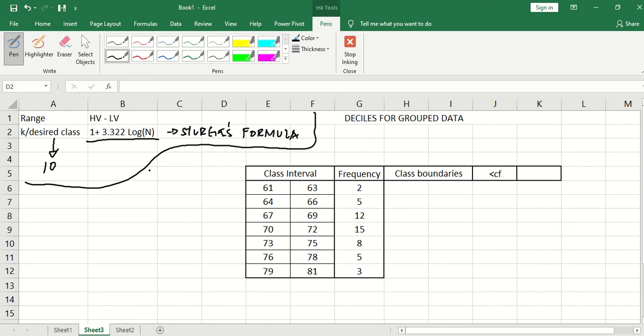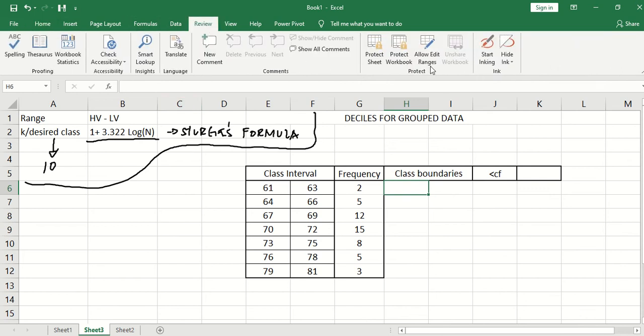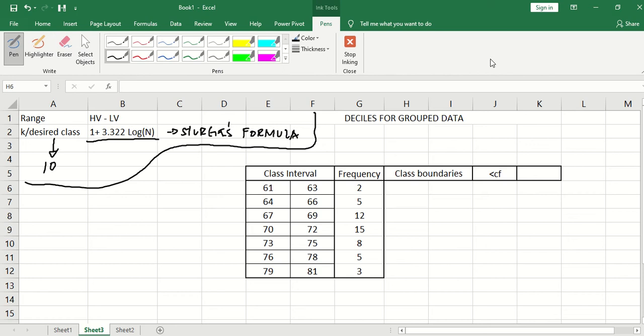And now, let's try to create, let's complete this table for grouped data. So for the decile, these are the only ones we need. We have the class boundaries and then the CF. Why? Is it because of the given formula for deciles for grouped data? Yes. We only need these variables to perform the deciles for grouped data.